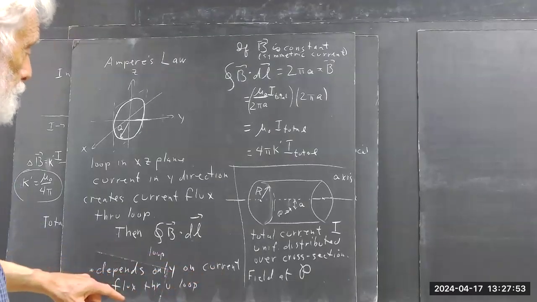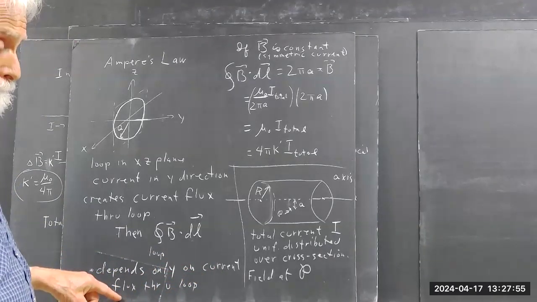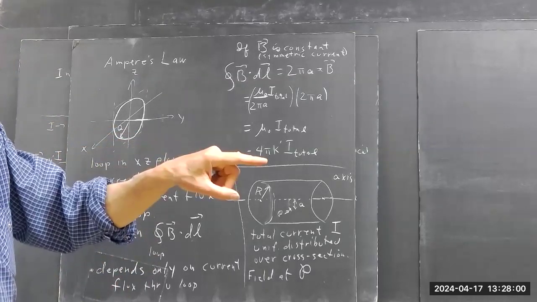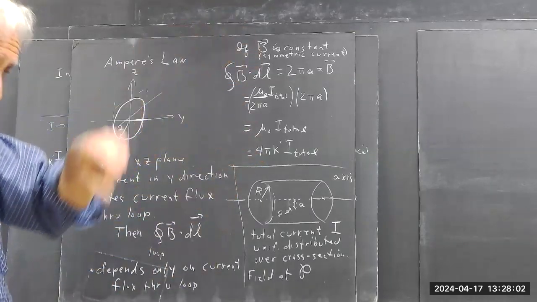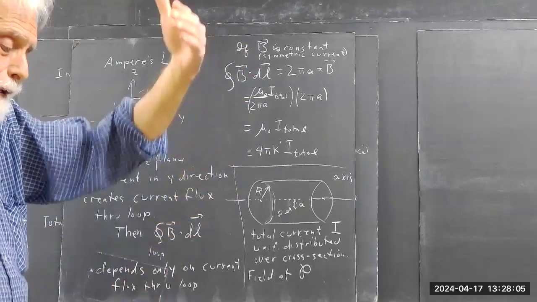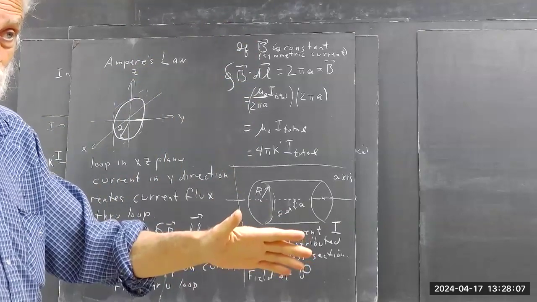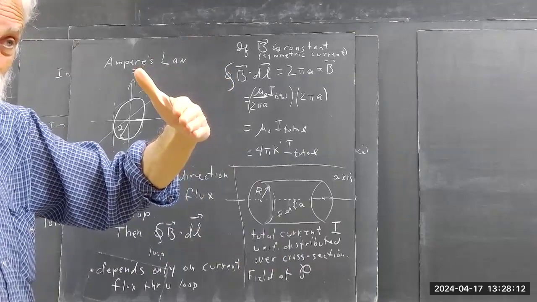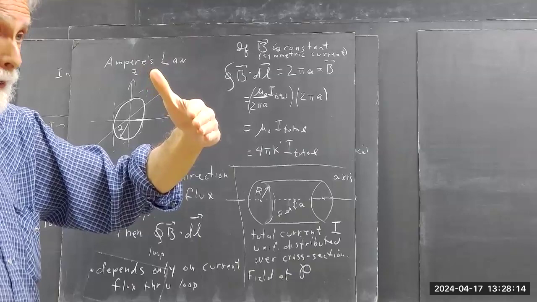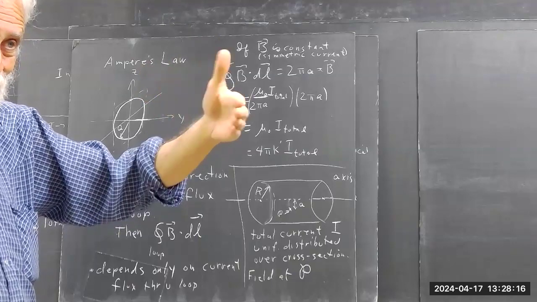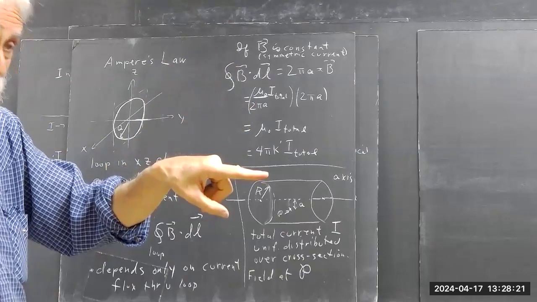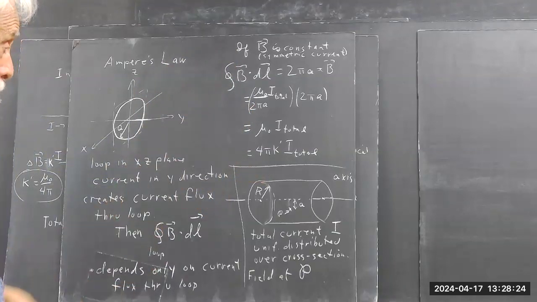It depends only on the current flux through the loop. Now, a couple of things about current flux. If your current is in this direction, then you probably want your loop to be in the plane perpendicular to the current. It doesn't have to be. If you orient the loop like this, then you just have to multiply by the cosine of the angle of this normal vector with this. That's pretty straightforward.